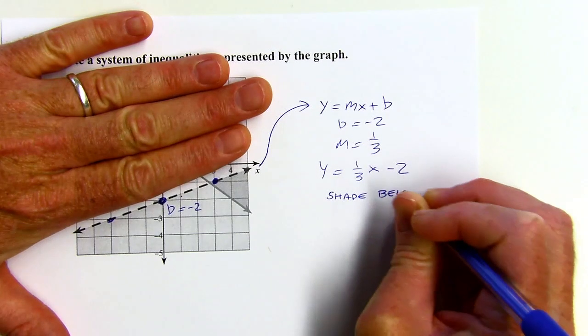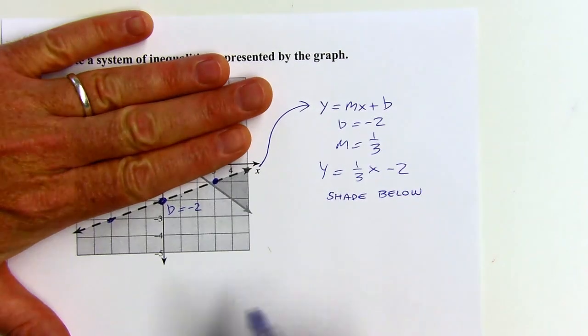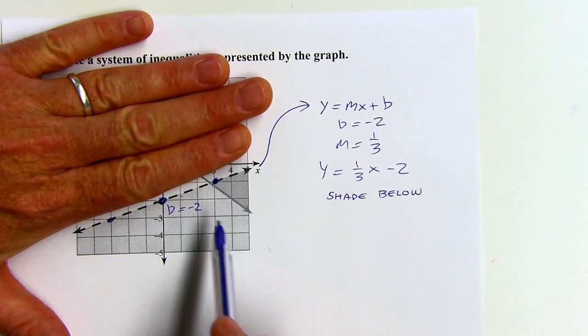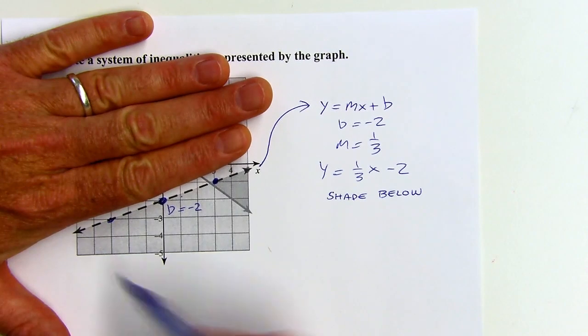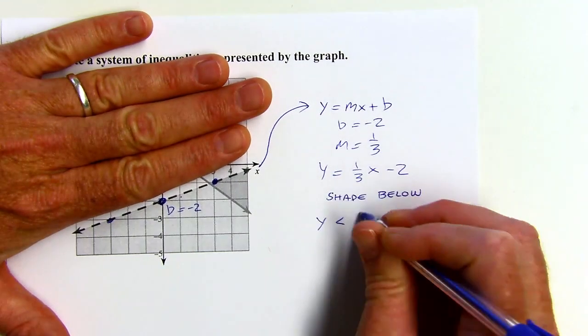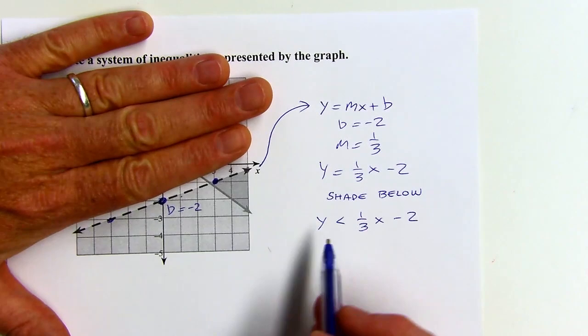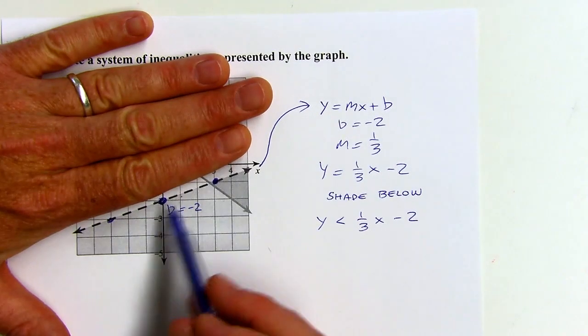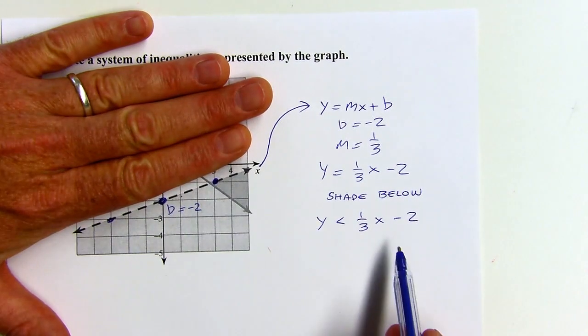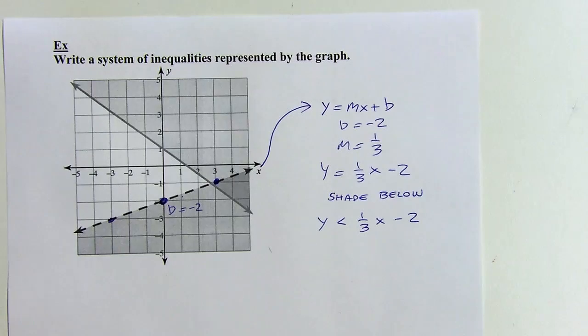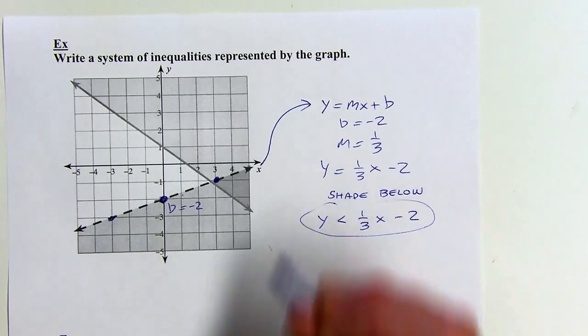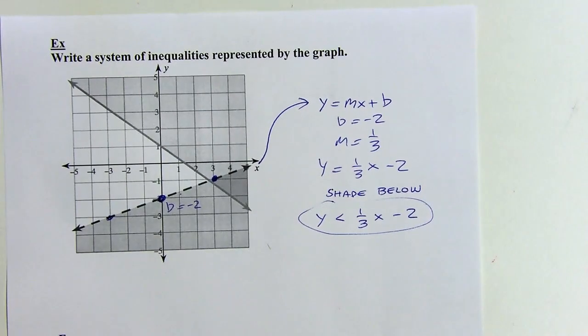Okay, so that tells me that I'm going to use a less than symbol. Now I'm deciding that it's just less than, like this. It's not less than or equal to, and that's because this is a dashed line. So since it's dashed, it's just less than. It's not less than or equal to. Okay, so now I've got one of my two equations, or inequalities, I should say.